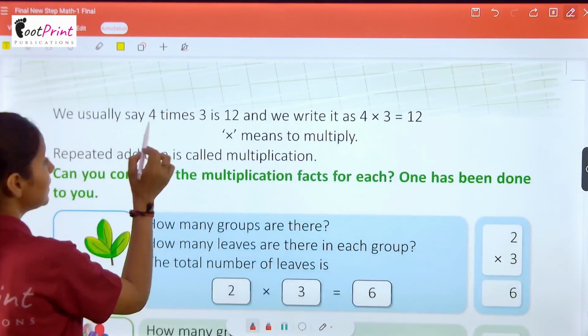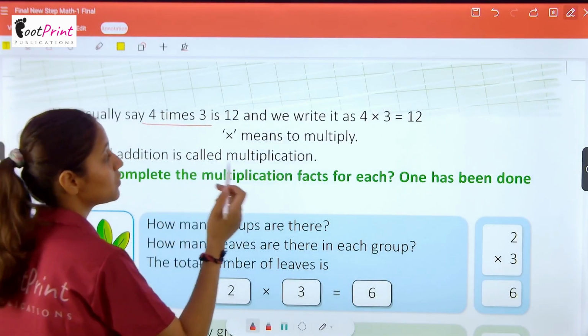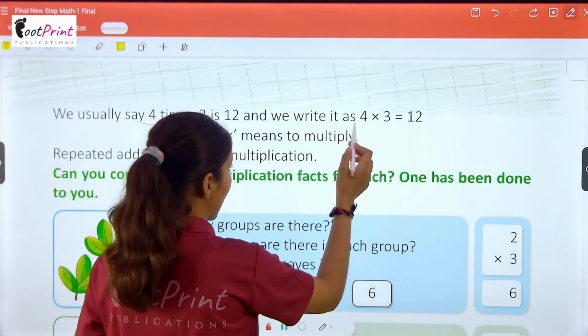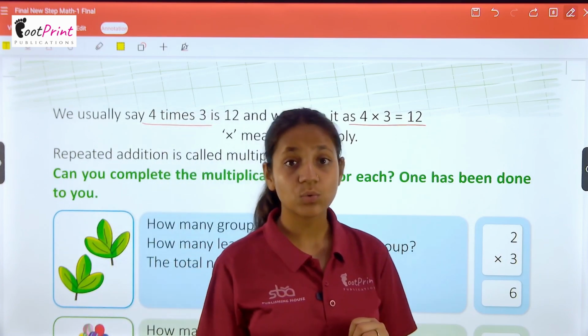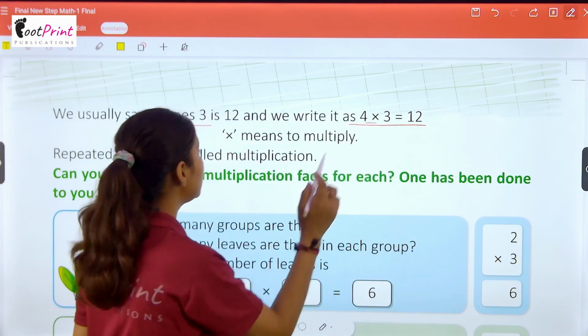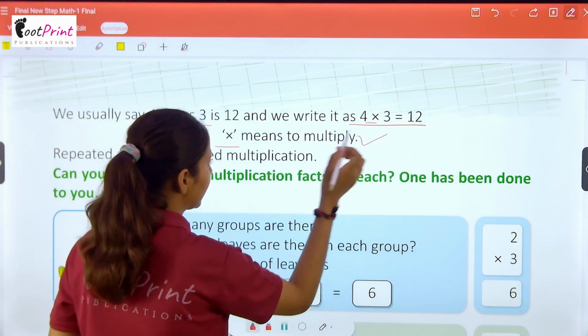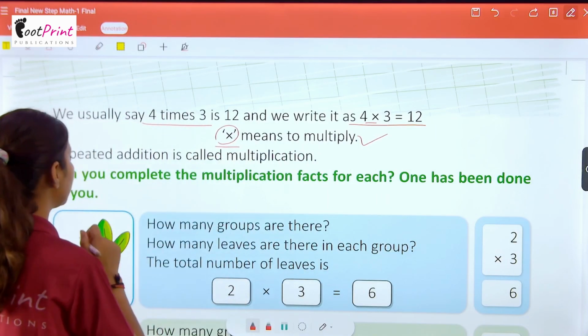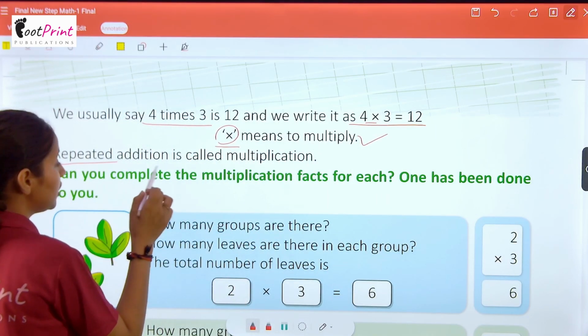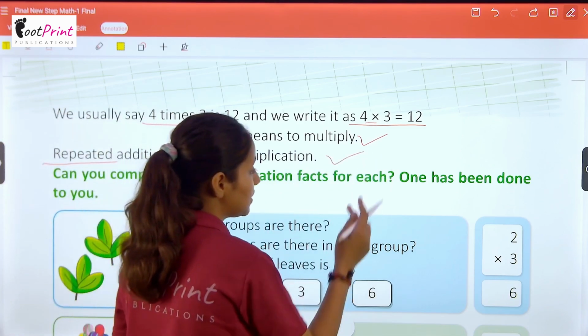We usually say 4 times 3 is 12. We write it as 4 into 3, 12. This is the sign of multiplication. This cross means to multiply. That means this is the sign of multiplication. Repeated addition is called multiplication.